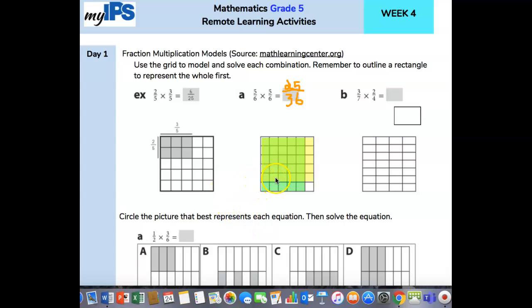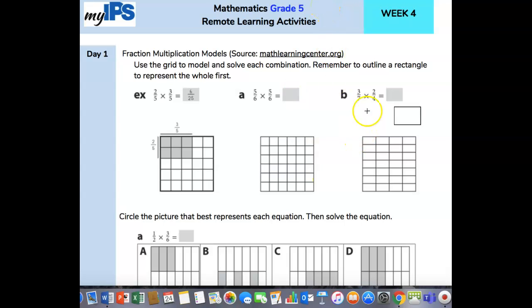So 1, 2, 3, 4, 5. 1, 2, 3, 4, 5. That's got the yellow and the green. Okay, so that's where you get your 25, but the whole amount is 36. Do you see that? So 25 of them are shared by both the green and the yellow. I hope that's clear. All right, let's look at this next one.